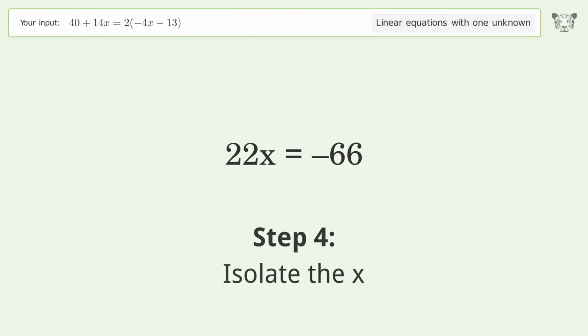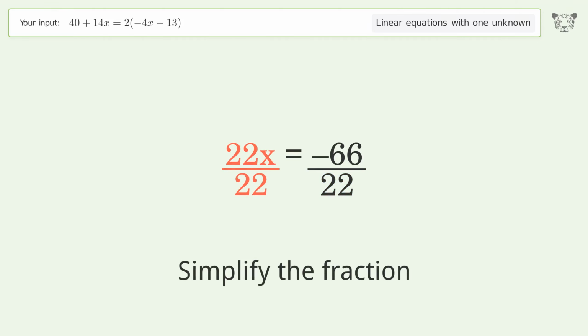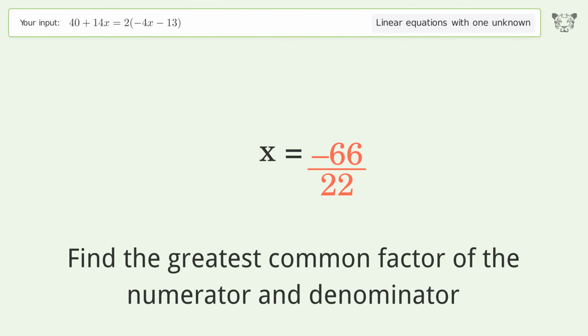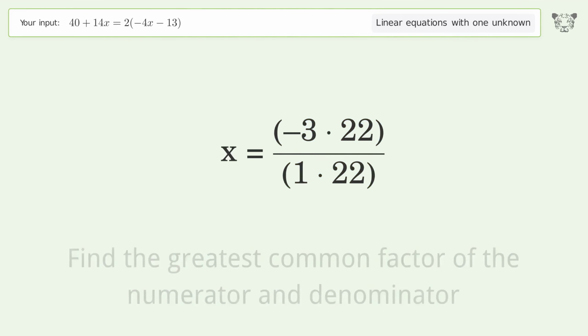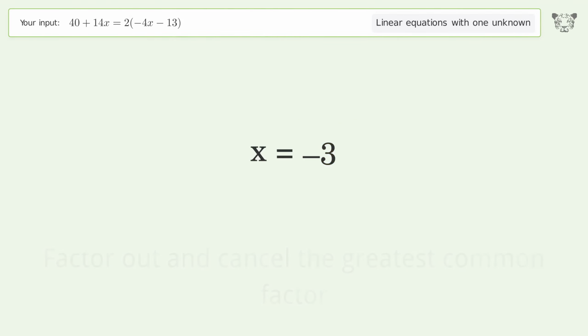Isolate the x. Divide both sides by 22. Simplify the fraction. Find the greatest common factor of the numerator and denominator. Factor out and cancel the greatest common factor. And so the final result is x equals -3.